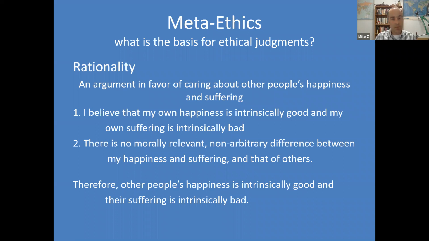It turns out, and maybe this is obvious, but there is no morally relevant, non-arbitrary difference between my happiness and suffering and other people's happiness and suffering. If I acknowledge that other people are capable of feeling happiness and suffering, I have to acknowledge that their happiness is not in any relevant way different than my happiness. Happiness is happiness. Their consciousness and their subjective feeling of that might be a little bit different.